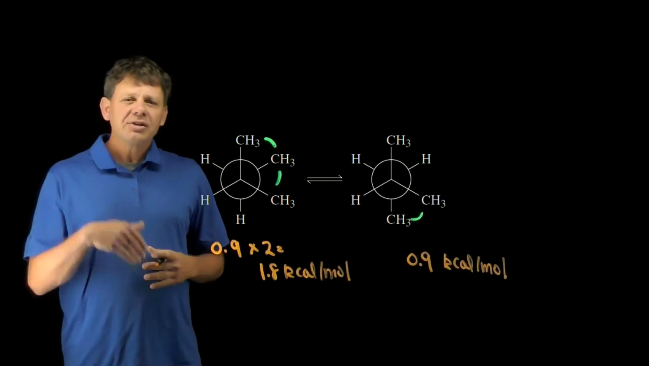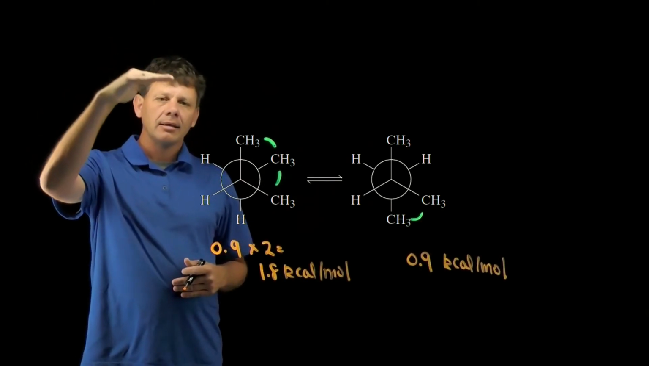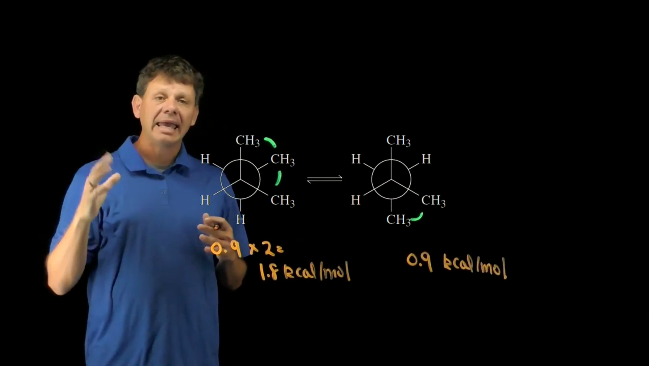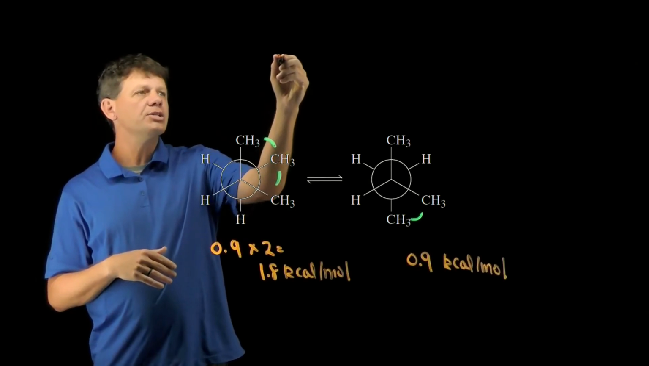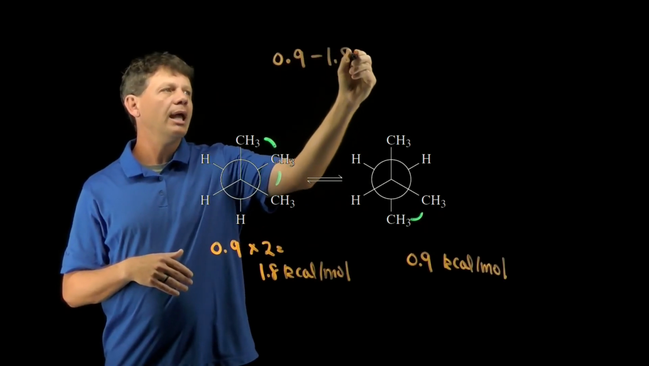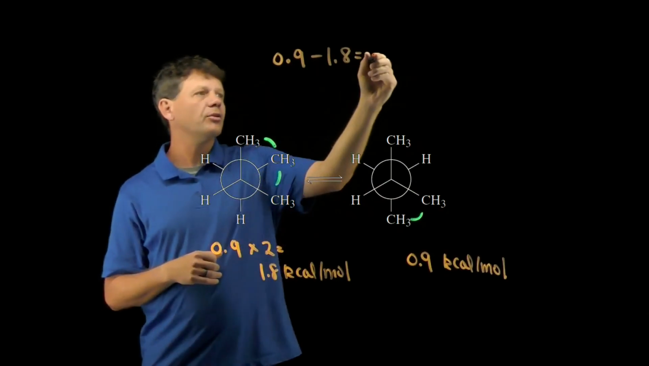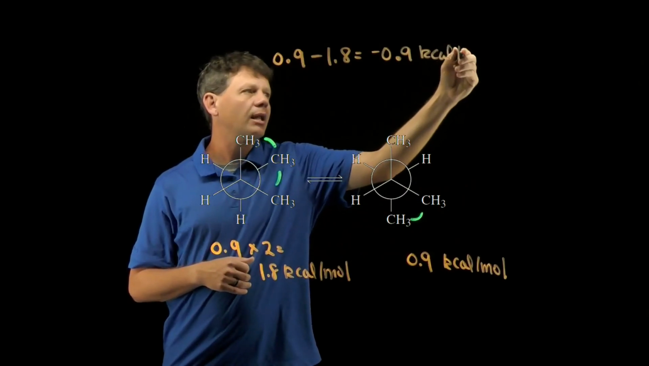And so this reaction is going to be downhill. It's going to go from 1.8 to 0.9 and be favorable. And so if we plug those numbers into an equation, we can take 0.9 minus 1.8 to calculate a delta H that is negative 0.9 kilocalories per mole.